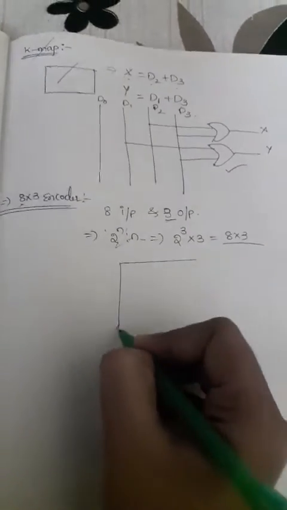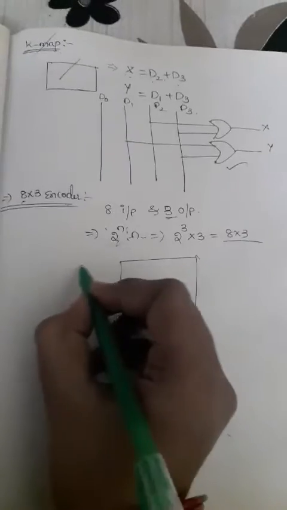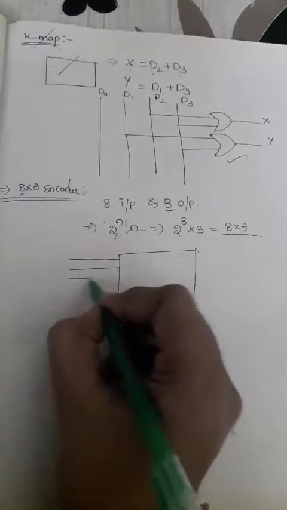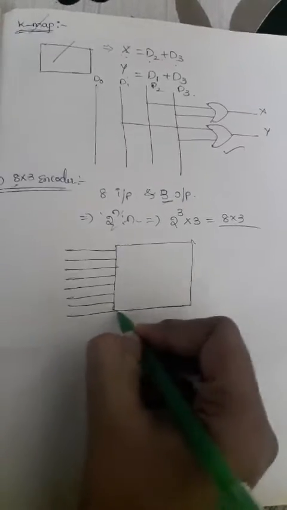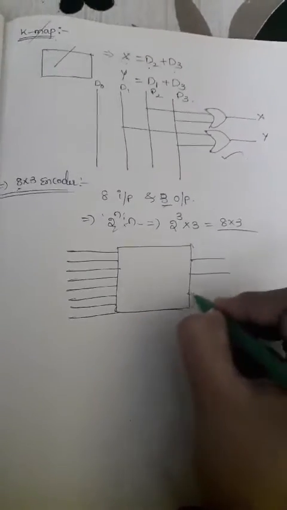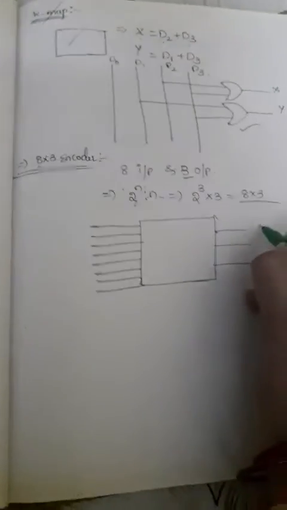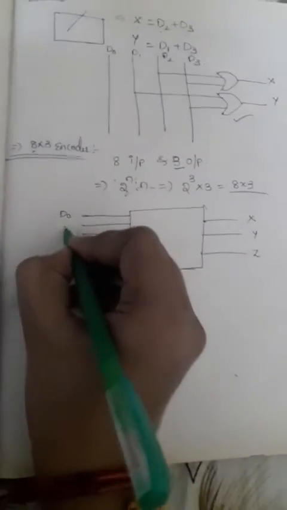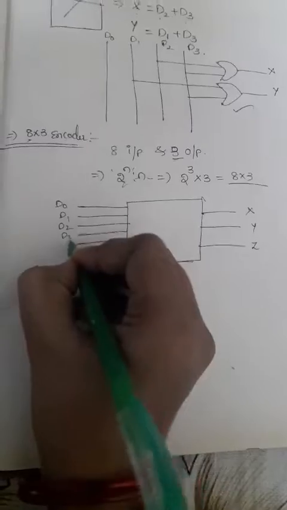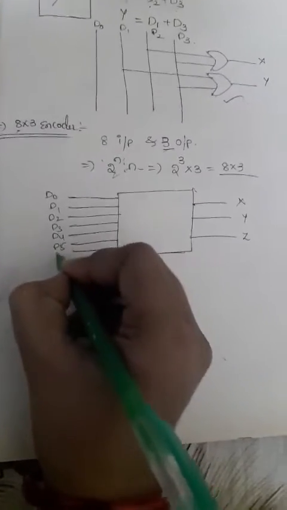Okay, so now we will see the logic diagram, the block diagram for this. So 8 input lines, 1 2 3 4 5 6 7 8. Okay, so for this, 3 output lines. Now x, y, z I can label for outputs, and these input lines are d0, d1, d2, d3, d4, d5, d6 and d7. Okay, so this is the 8x3 encoder.